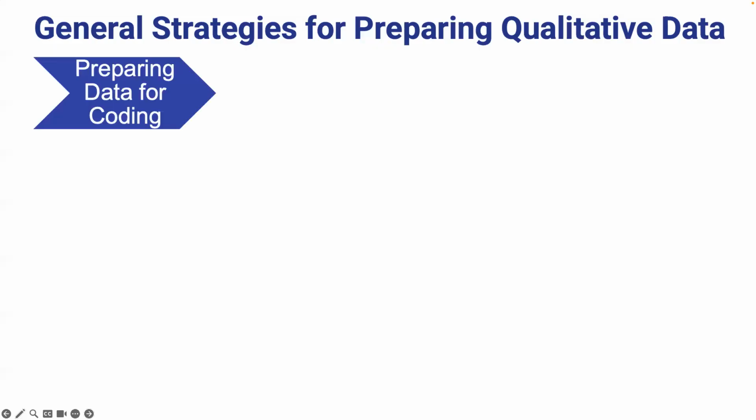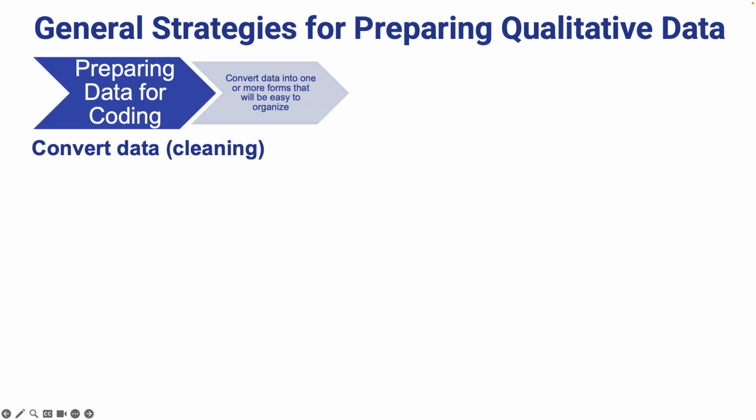Let's try that again. All right, so we're going to start with step 1, preparing the data for coding. I apologize, you can't see that, it says that we're going to convert the data into one or more forms that will be easy to organize. This is what we talked about in the video last week, right? So we're going to convert the data, we're going to clean the data. Does it make sense to put in Word? Does it make sense to put in Excel? We're going to put it in a form that makes it easier.